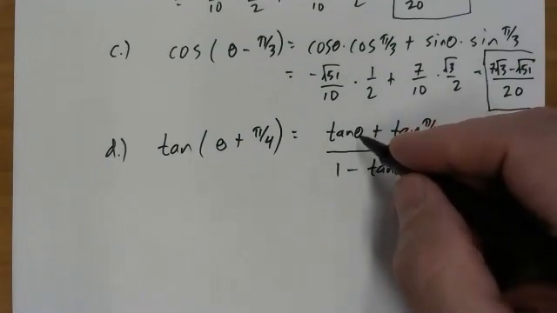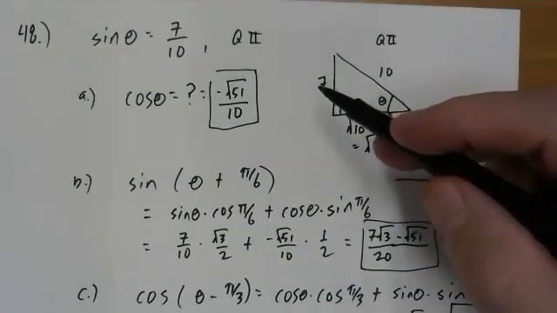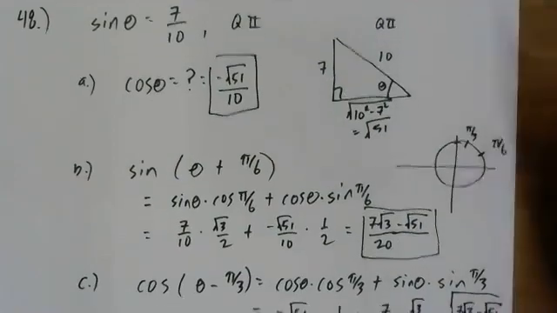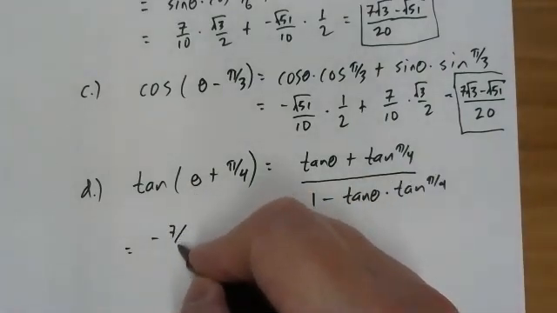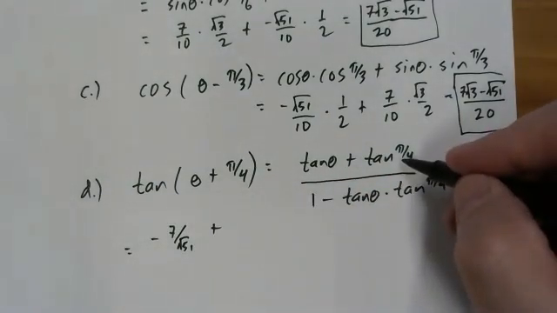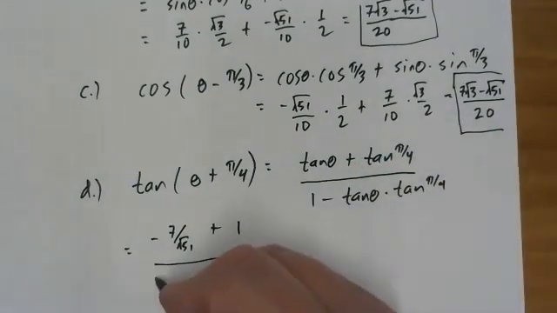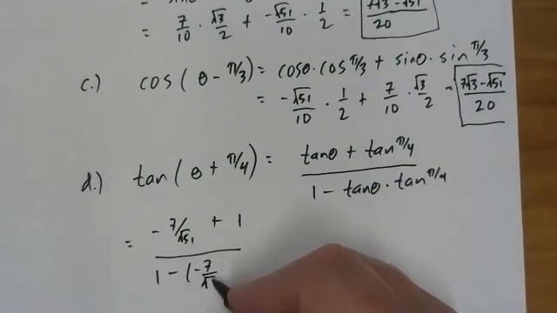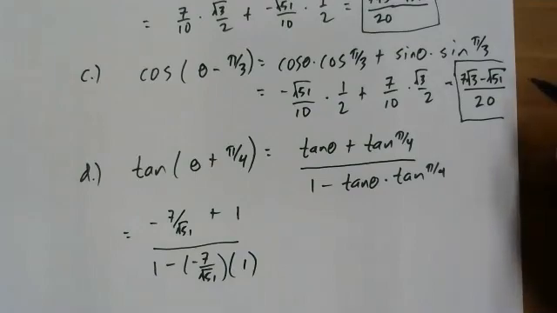So we need to figure out tangent of theta. Easiest way is if we go back to our triangle, TOA, opposite over adjacent. So 7 over square root of 51. And because it's in quadrant 2, it's negative. So it's negative 7 over square root of 51 plus tangent of pi over 4, which is just 1, over 1 minus negative 7 over square root of 51 times tangent of pi over 4, which is 1.